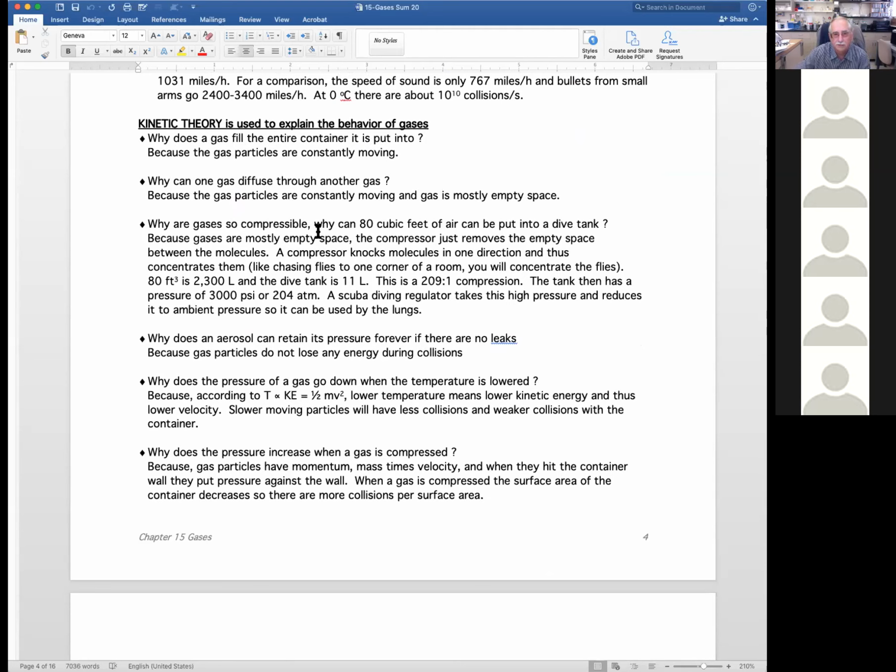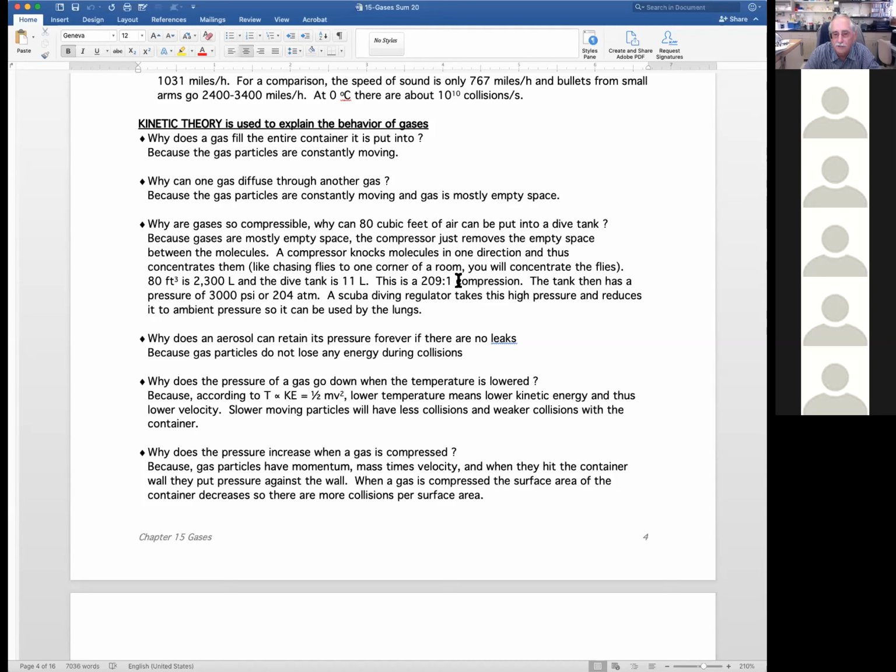Why are gases so compressible? You can take 80 cubic feet and put it into a dive tank. That's about a 209-to-1 compression. So why can you do that? Because gases are mostly empty space.